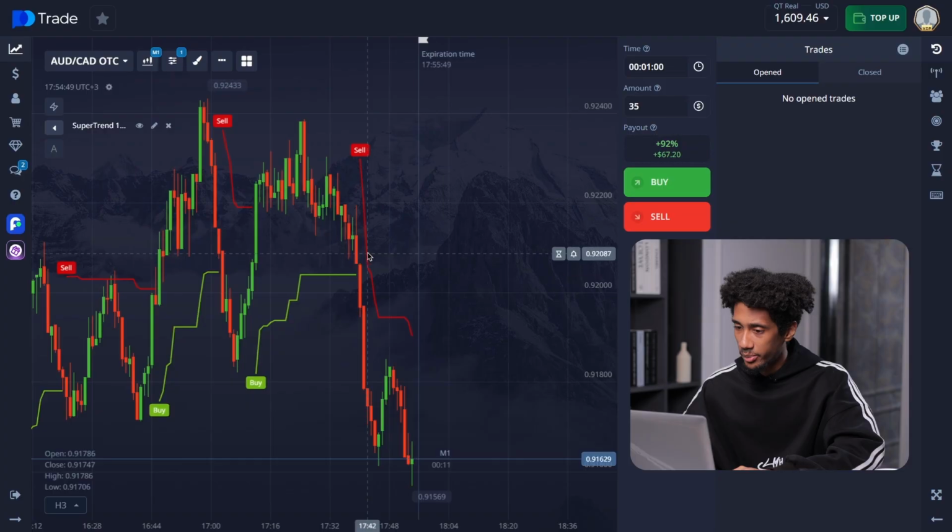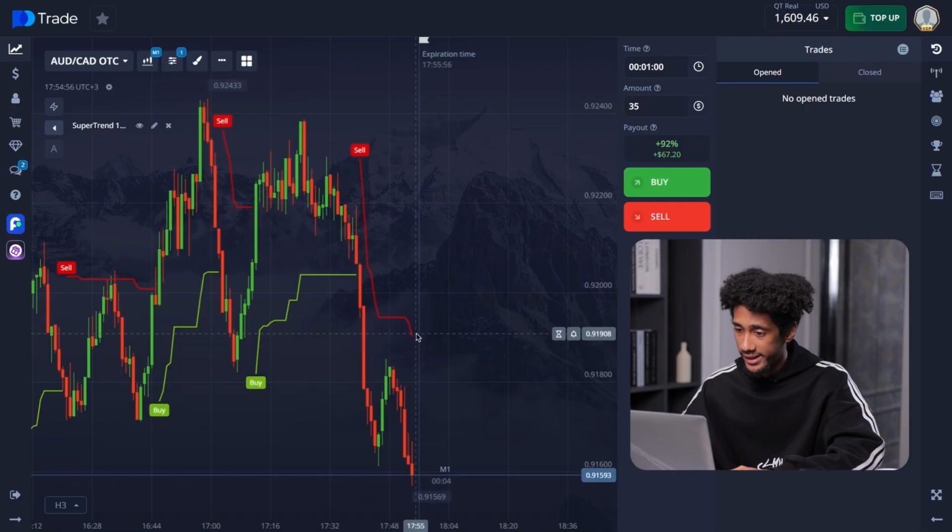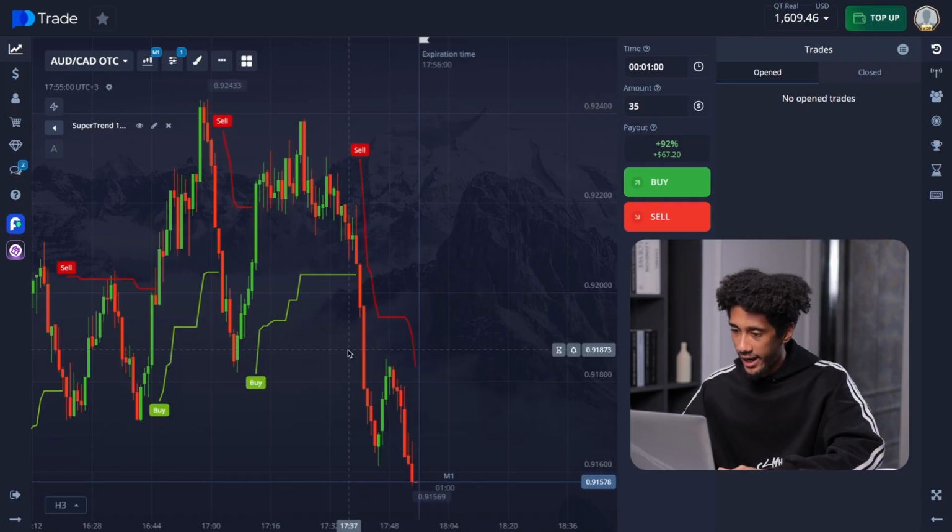How else can we use it? We can use SuperTrend as a dynamic support resistance level, where price is currently reacting. Here it's support, there it's resistance. You mark the price range and work from there. Alright, let's dig in and see how to apply it.